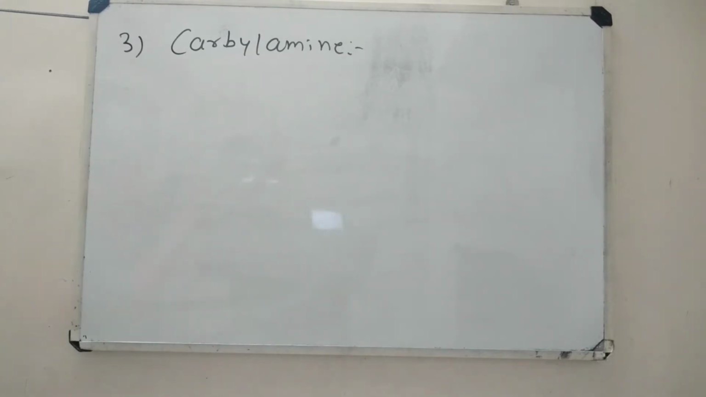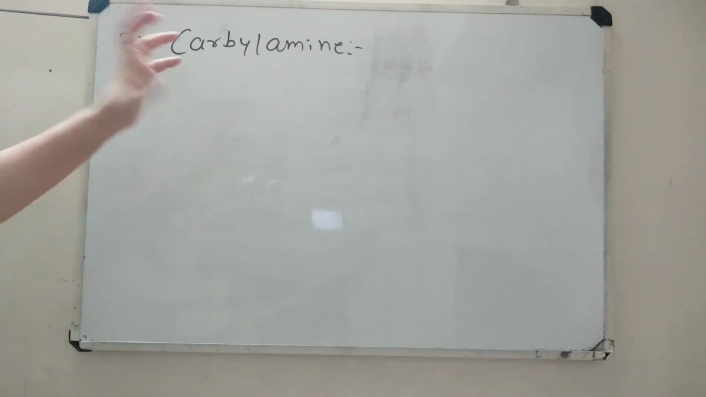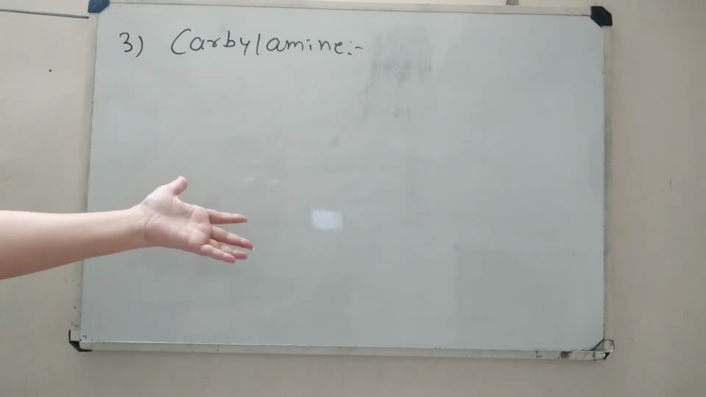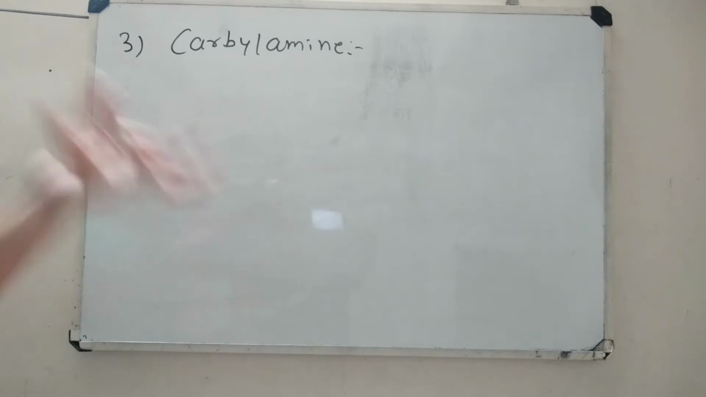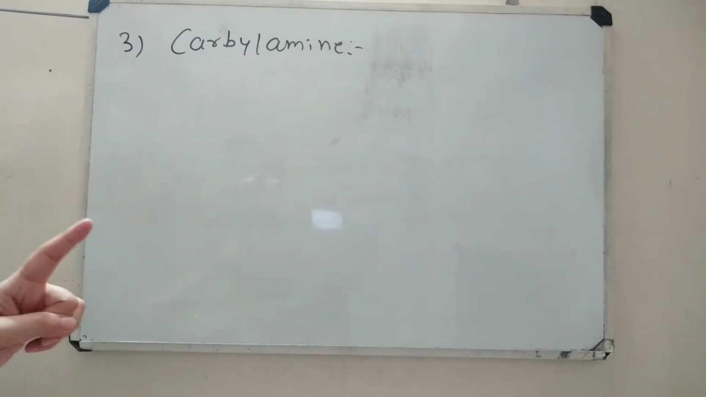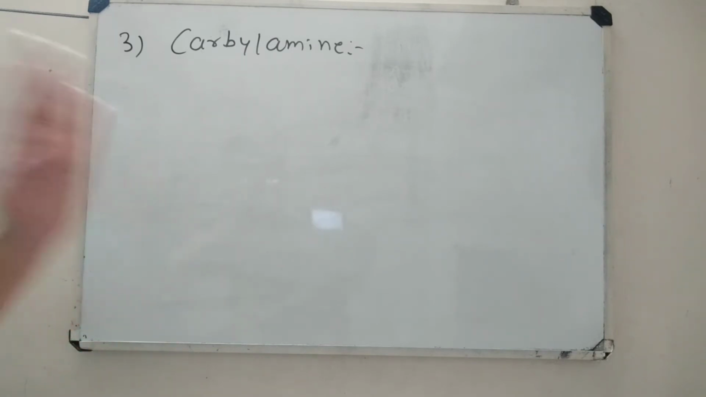Okay, the third one is the carbylamine reaction. In this, a primary amine, aliphatic or aromatic, reacts with chloroform CHCl3 and KOH, which gives a bad, foul smelling compound known as a carbylamine, and that reaction is known as the carbylamine reaction. This reaction is given only by primary amines. Secondary and tertiary amines do not undergo this reaction.